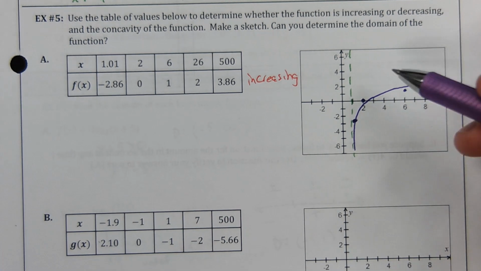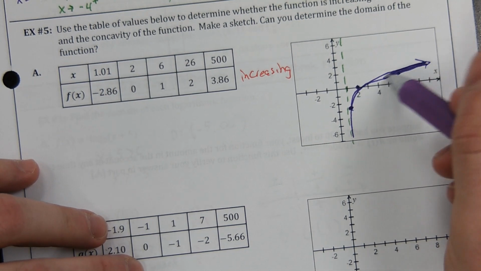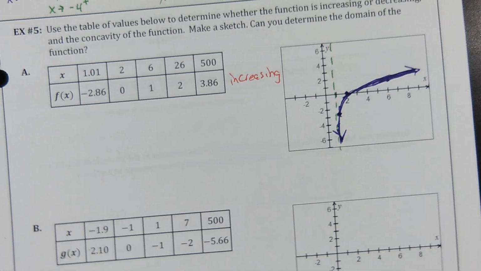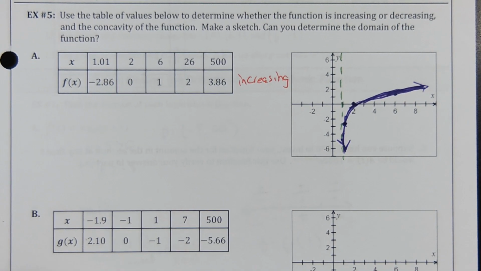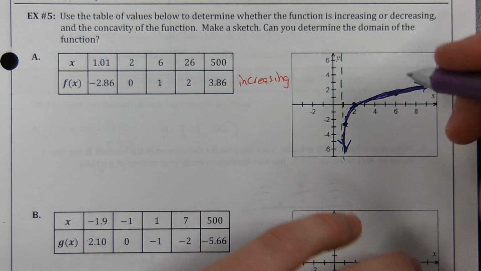Oh, man, go home, logarithm. You are drunk. Let's try that again. Okay, this one's just a fat log. There. Okay. So what is its concavity, up or down? This is definitely concave down.